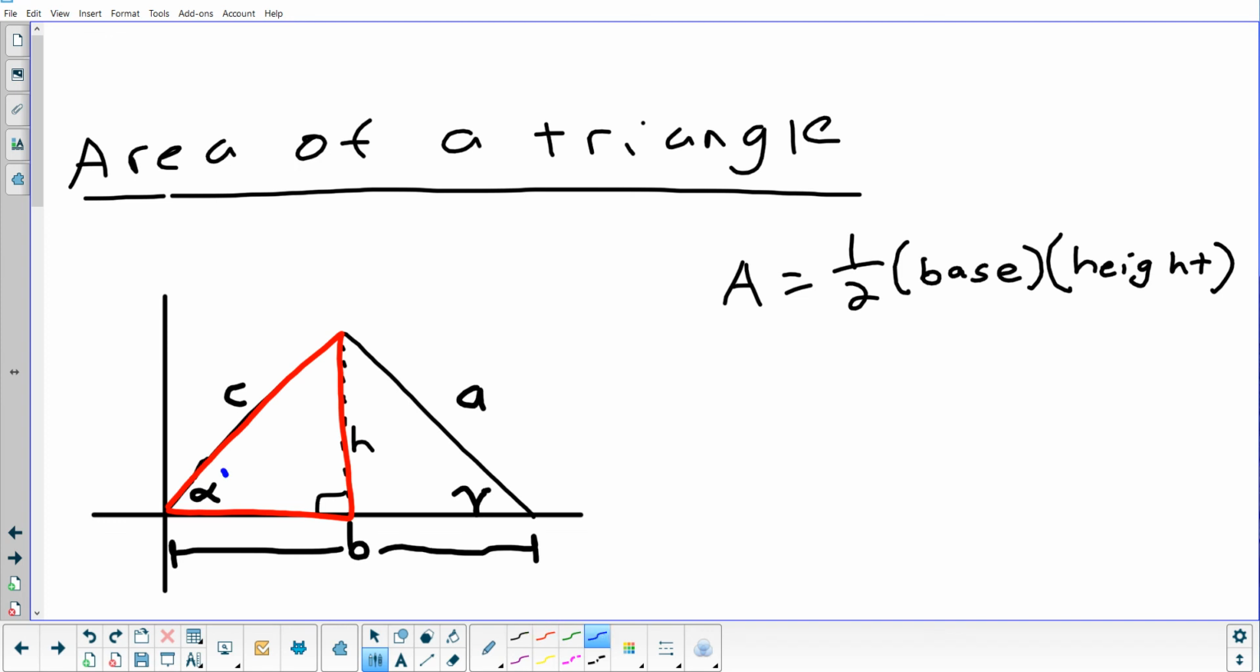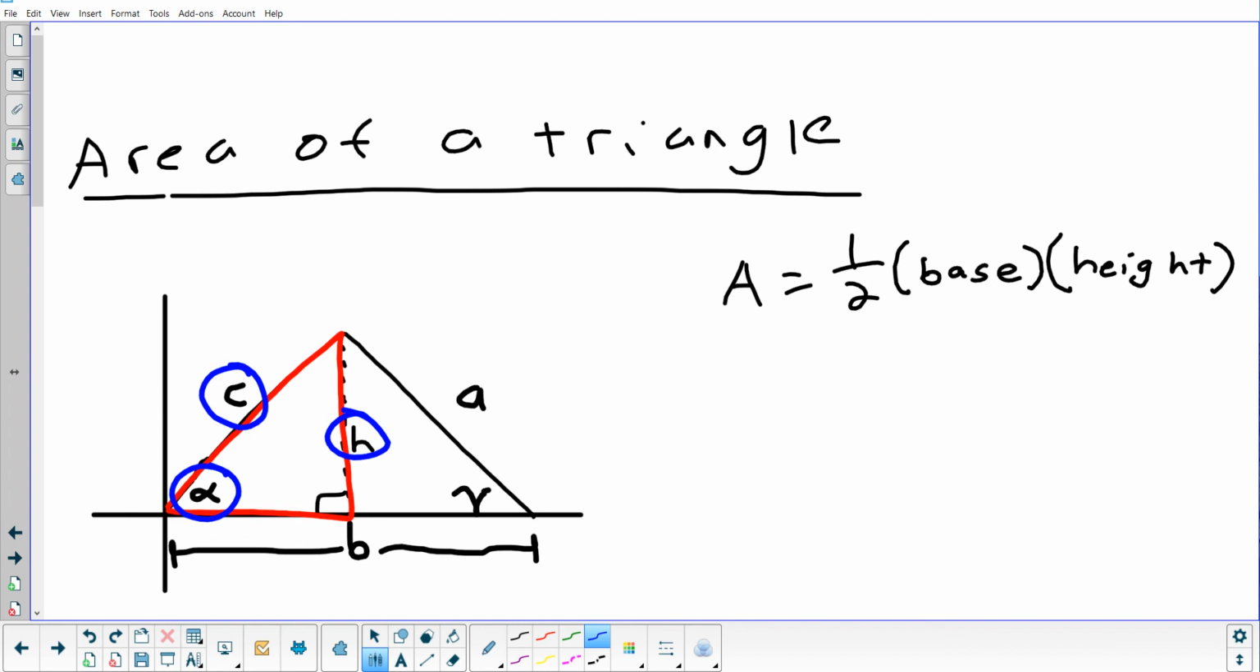But what they would give you is potentially in a problem, I could give you alpha. That's a piece of information I've been giving you all week. C, that's a length of a side. That's a piece of information I could give you. But H would not be something I would give you. I've never drawn a dotted line in the middle of a triangle this week and said, here's the height. I give you sides, I'll give you angles. I don't give you this dotted line in the middle. So, let's see if we can find it.